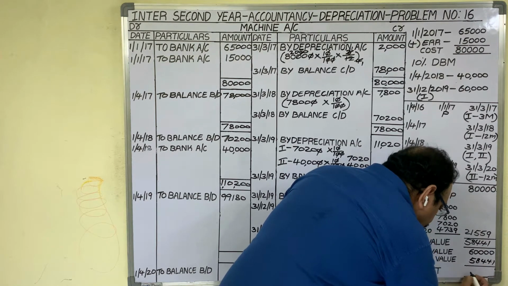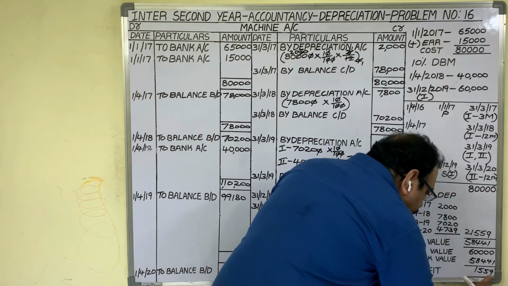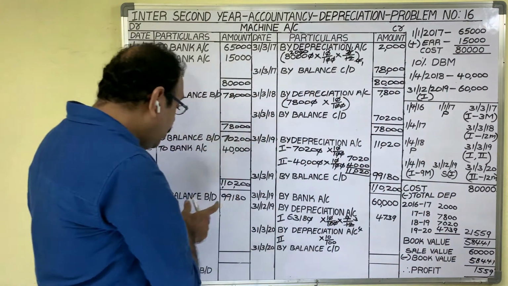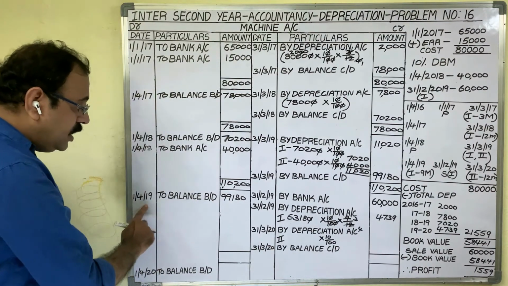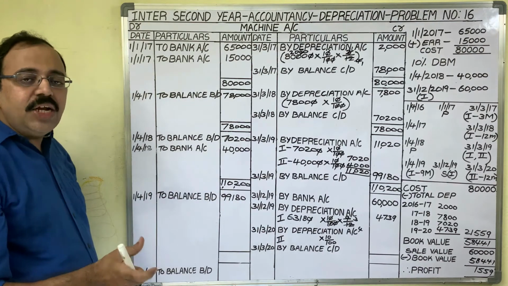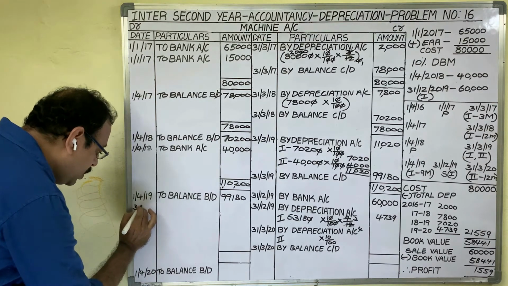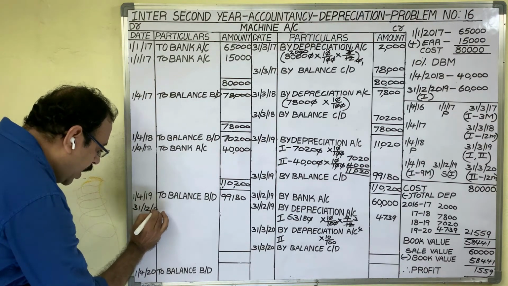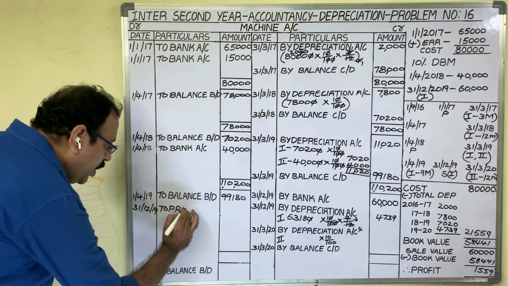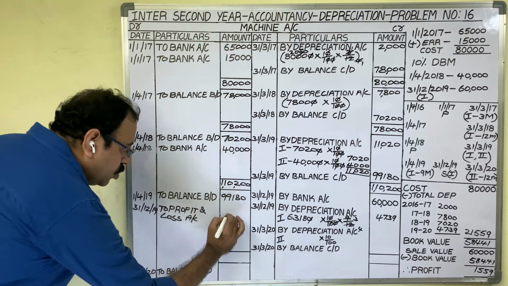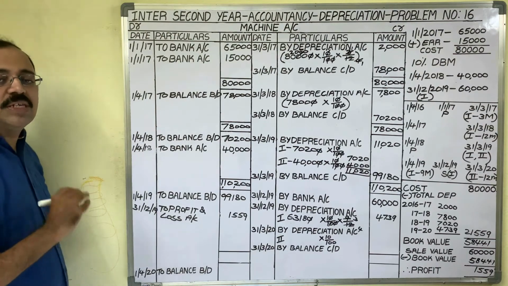58,441. Profit is 1559. When you get profit, on the debit side you have to show that. Refer to the 8th problem for the explanation. Date is the sale date. When we sell the asset, on that day only we get profit or loss. Sale date is 31st December 2019. For profit or loss, we should write profit and loss account, 1559. So first asset related adjustments are completed.